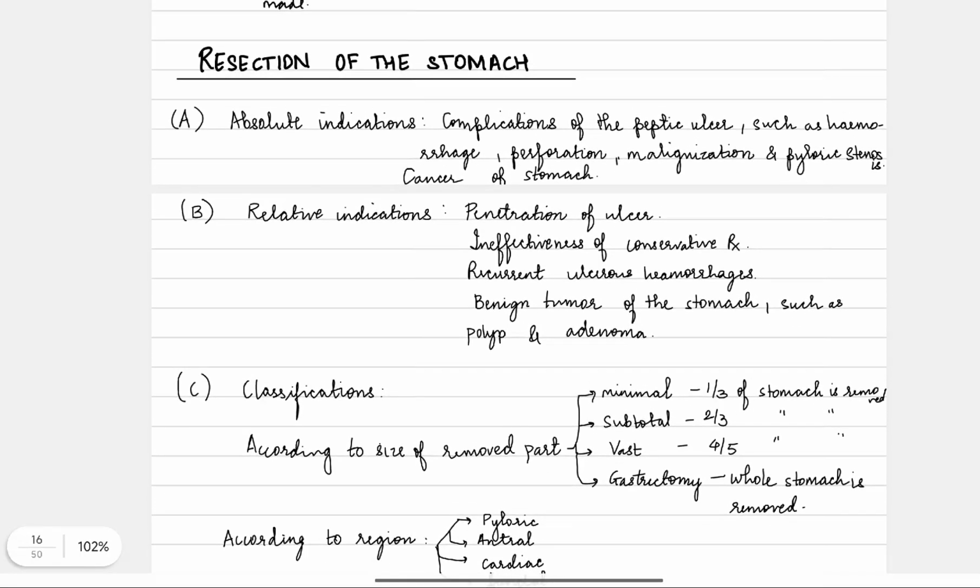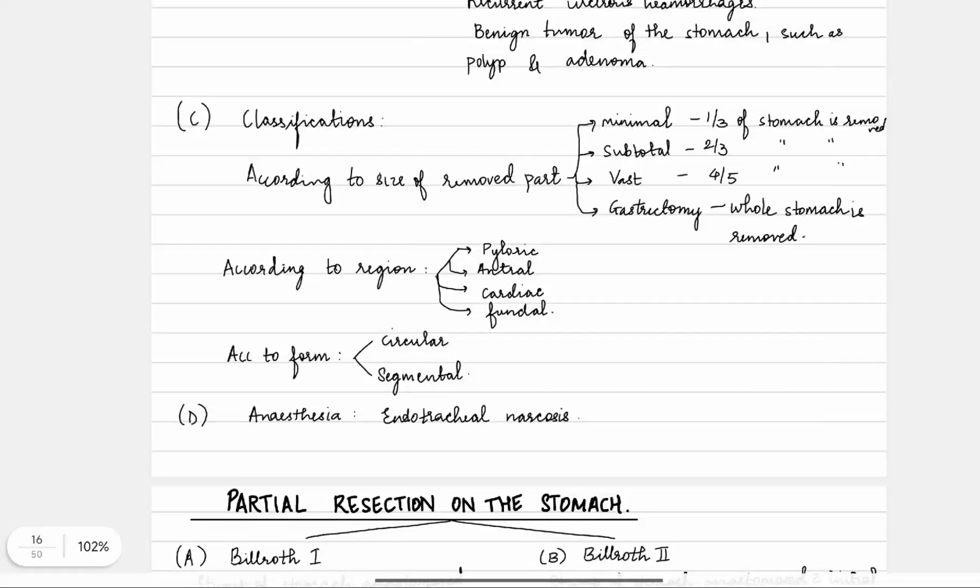Next is resection of the stomach. There are 2 indications, absolute and relative. Absolute indications are complications of peptic ulcer such as hemorrhage, perforation, malignization and pyloric stenosis, or cancer of the stomach. Relative indications are penetration of the ulcer, ineffectiveness of conservative treatment, recurrent ulcerous hemorrhages, and benign tumor of the stomach such as polyp and adenoma.